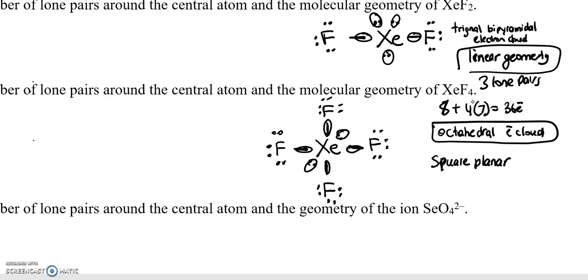I'll be providing the geometry, so you don't have to memorize these names, okay? I'll be providing a table with all this geometry. So once you find out how many electrons you have, you can find out the geometry. So the geometry of the molecule will be square planar.